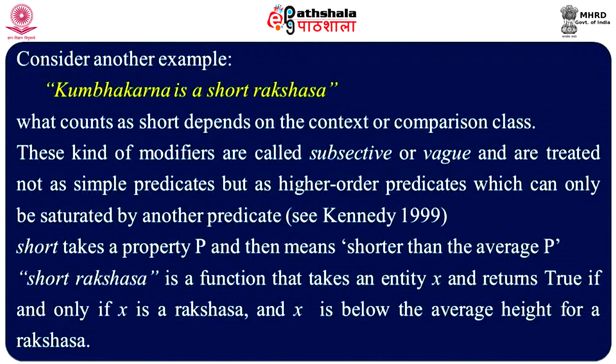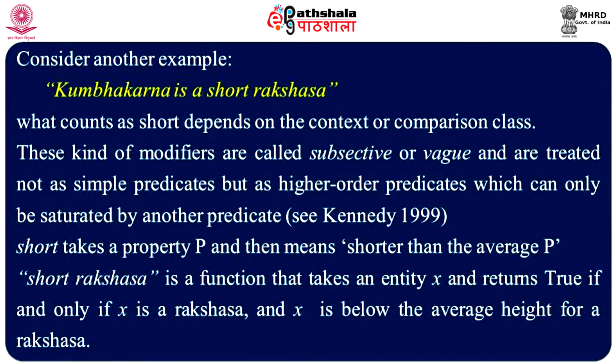But not all modification is intersective. For example, the truth conditions for Kumbhakarna is a short Rakshasa are not the same as Kumbhakarna is short and Kumbhakarna is a Rakshasa. If Kumbhakarna is 10 feet tall and the average height for Rakshasas is 15 feet, he is a short Rakshasa. But Kumbhakarna is tall by human standards. So what counts as short depends on the context or the comparison class.